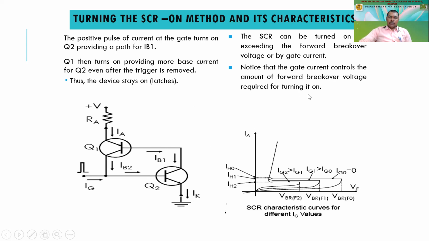So notice that gate current controls the amount of forward breakover voltage, as shown in this graph. The SCR can be turned on by exceeding the forward breakover voltage or by gate current. So here we can see this. As you go on increasing the gate voltage or gate current, the breakover voltage decreases. So that is the description of the forward characteristics of SCR.